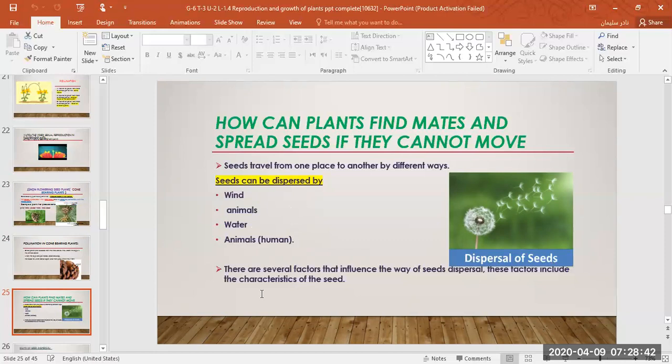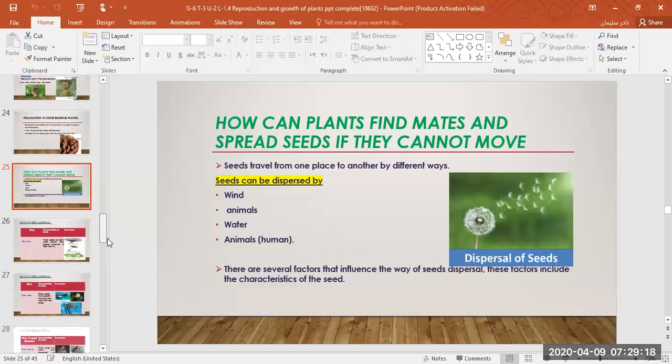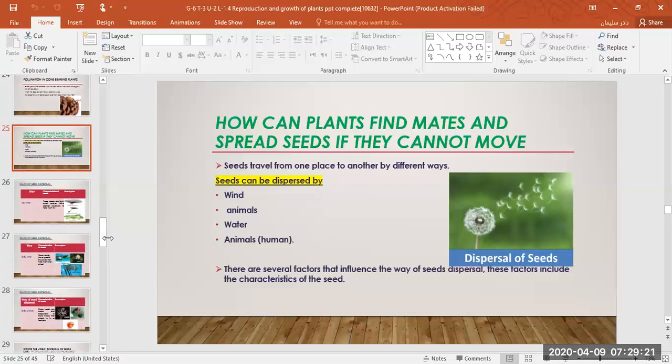What determines the way of dispersal? The way of dispersal depends on the structure of the seed. It depends on the characteristics of the seeds. So there are several factors that influence the way of dispersal. The main thing that you have to know is that the characteristics of the seed determine or influence the way of dispersal. Let's speak now more about these ways of dispersal.